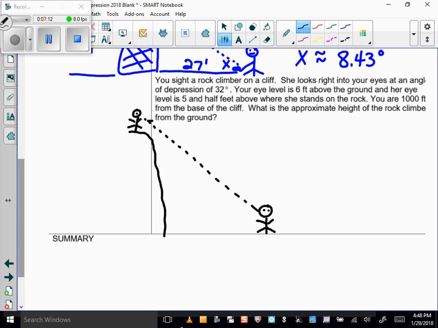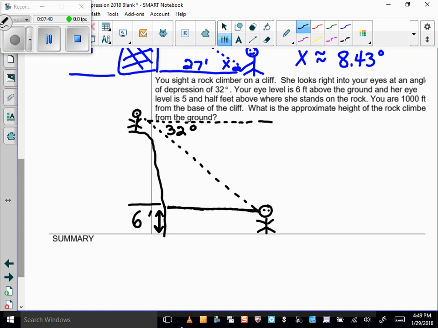Right? And remember, angle of depression is measured with respect to the horizontal, so that's this angle right here, 32 degrees. Your eye level is 6 feet above the ground. So we're going to sketch in our triangle like this. Wow, you're pretty tall. Your eyes are 6 feet, so I'm just going to label this little part right here as 6 feet. This is 6 feet from your eyes to the ground.